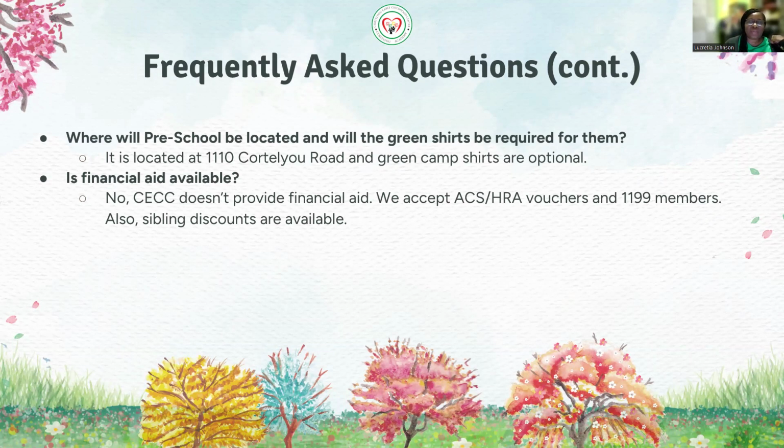This is something that comes to us every year. Parents are excited, they want to come to our camp, they're asking lots of questions, but they're saying, I can't afford it. Is financial aid available for such families? No. We are unable at this time to provide any sort of financial aid to those families. However, we do accept ACS, HRA vouchers, and of course, our 1199 members. And sibling discounts are certainly available for students who have another sibling.